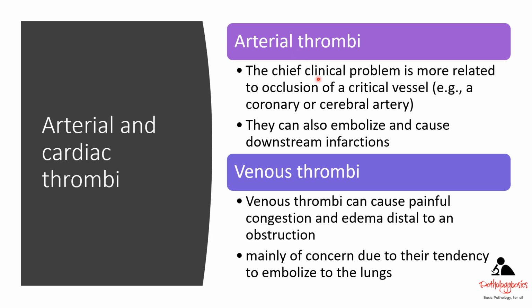Arterial thrombi, the most common problem that happens due to thrombosis of an artery is occlusion, right? So it can cause infarctions, also it can cause embolism, and it can obstruct downstream arteries. Venous thrombi, the problem is congestion, right? So distal to the obstruction, there is congestion, edema, and the most important problem is not infarction, but embolism, right? So the deep vein thrombosis can lead to embolism to the lungs.